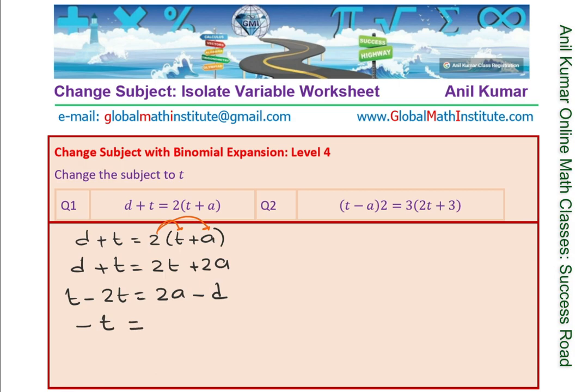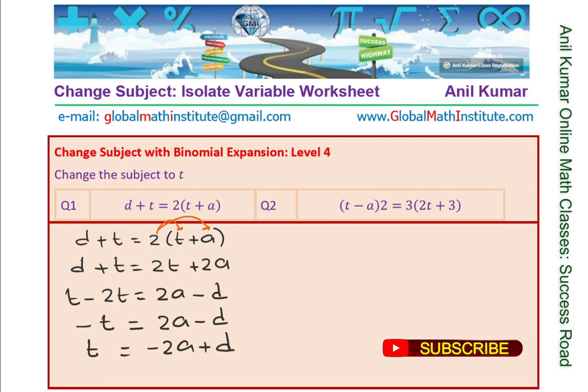Now t minus 2t is minus t. So we get minus t equals 2a minus d. We want to change the subject to t. So what will t be? Well, it will be the negative of the terms given on the right-hand side. So it will be negative 2a plus d. Makes sense. So that is how we are going to change the subject in this particular case to t. I hope these steps are absolutely clear.